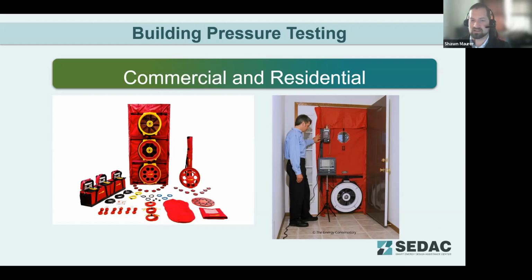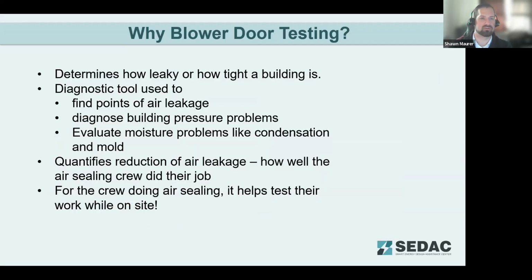You'll place a fan in a doorway. It could be one of these residential style fan units. For larger buildings, they do have multi-fan units that can fit in doorways as pictured on the left there. Or it could be a larger commercial type system. We've seen truck mounted units that are also available. And those will depressurize the building, and the pressure reading and flow reading that you get tell you how leaky your building is in general. And that gets compared to energy code requirements.